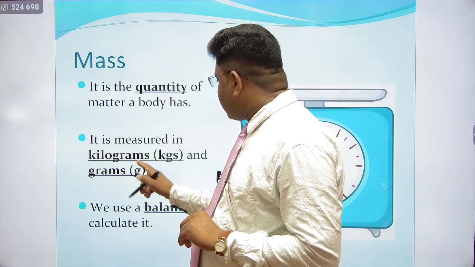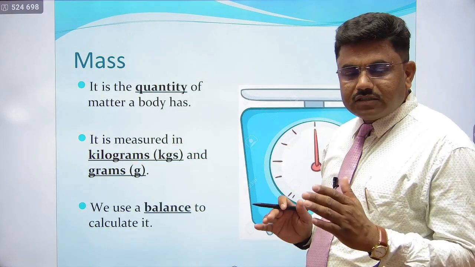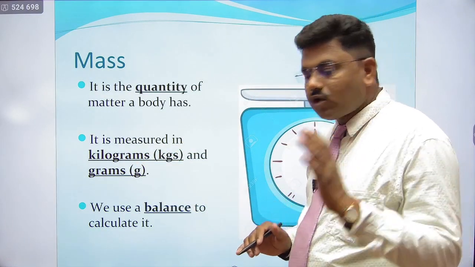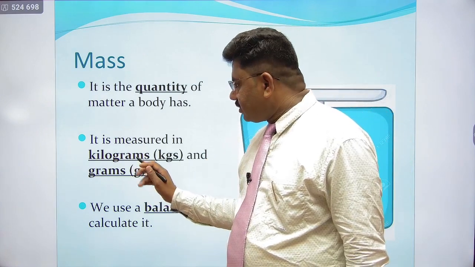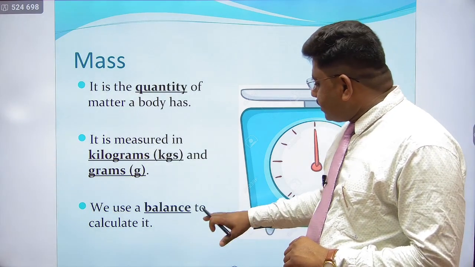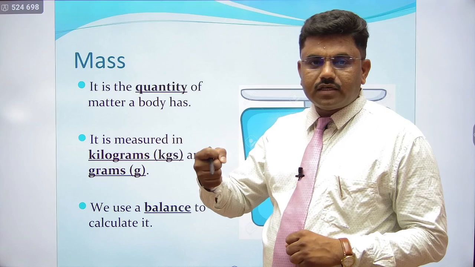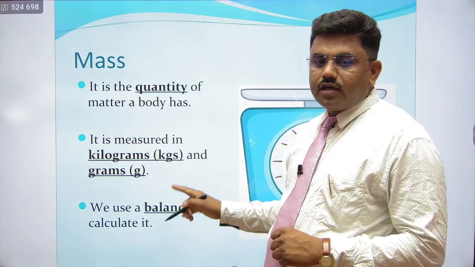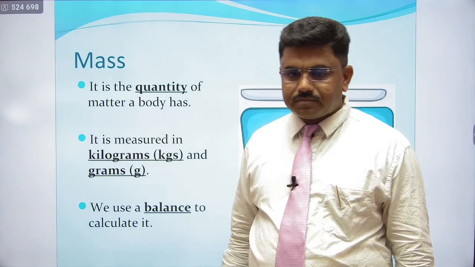Mass has some specific things. It is a quantity measured in kilograms. Mass means weight, and it is measured in kilograms and grams. The gram is the smallest unit of mass. We use a balance to measure it. A balance is required to measure it, to count it. These are the special things about mass.